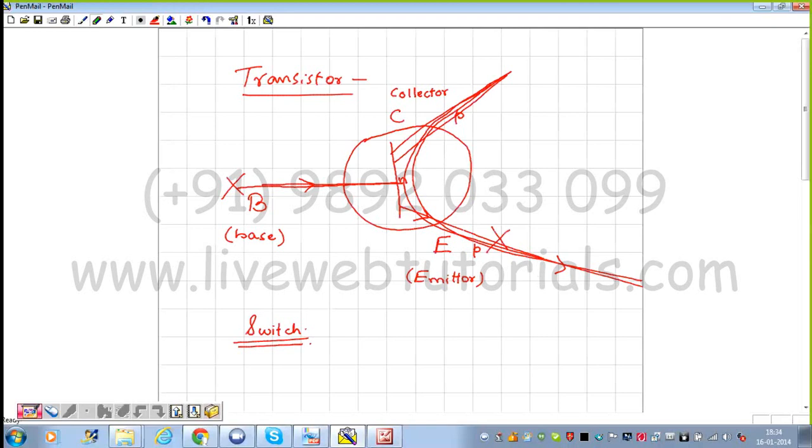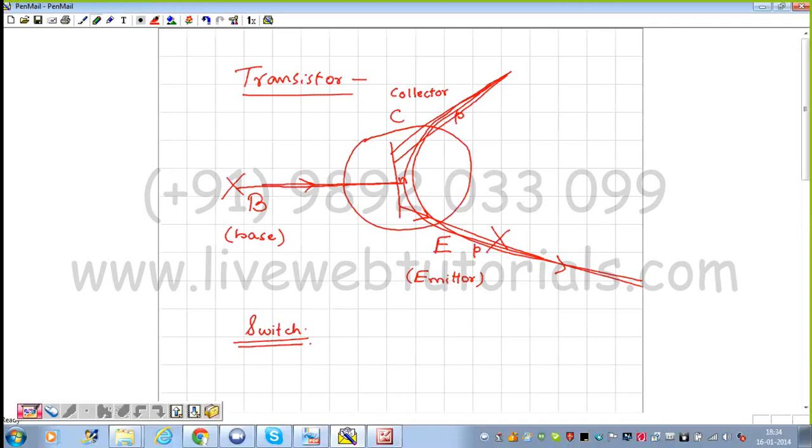Okay, we are not going to go into the details of how and why the base current starts or stops the current, but this is the basic idea: a small amount of base current allows a large amount of collector-emitter current. This statement is very important. And if there is no base current, then collector-emitter current is not allowed.